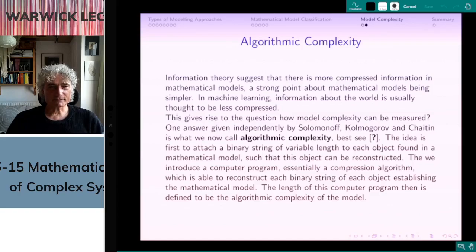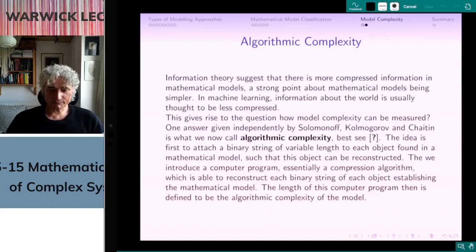And then you introduce a compression algorithm. So you have an abstract computer program that can exactly reconstruct all of these strings of information, the binary strings you have attached to each mathematical object. So in other words, this is a real compression. And the length of this computer program is then defined as the algorithmic complexity. This would give you, at least in principle, a way to decide which model is simpler than the other one.